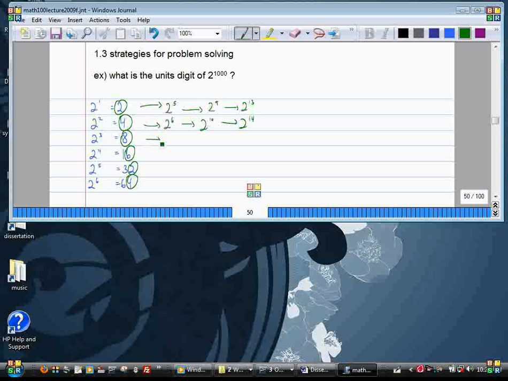The units digit of 8 first happens at 2 to the 3rd, and where does that repeat? 2 to the 7, 2 to the 11, 2 to the 15, etc. I'm putting an arrow there. 2 to the 4th has a units digit of 6. Where does that repeat? 2 to the 8, 2 to the 12, 2 to the 16, etc. So the only question is, which one of those is going to land you at 2 to the 1,000? Which one is it?